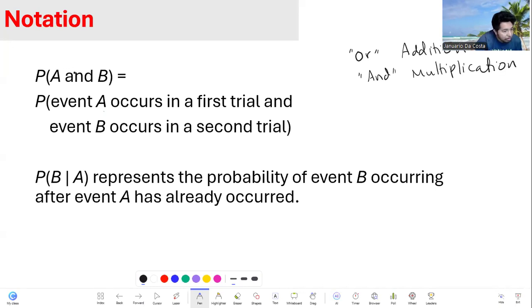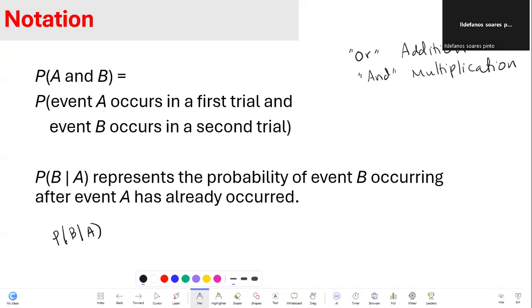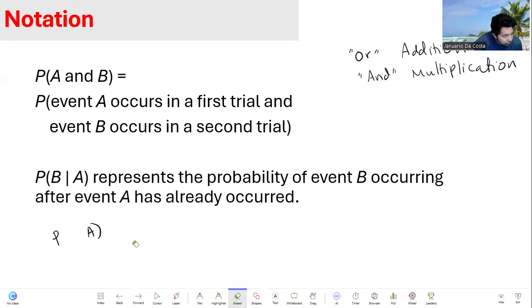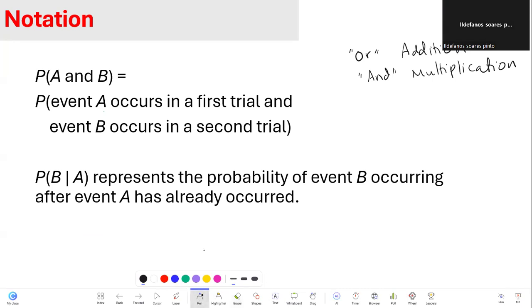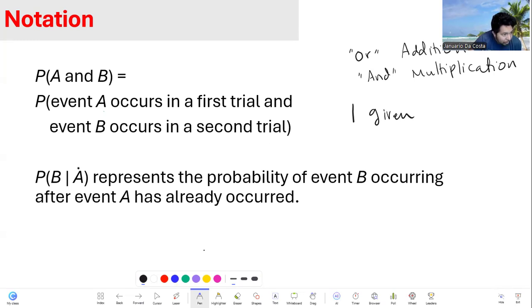So when I write P of A and B, that means the probability that event A occurs in the first trial and event B occurs in the second trial. If I write P of B given A, this represents the probability of event B occurring after event A has already occurred. This straight line here means "given." That means the probability of event B given that event A has already occurred.